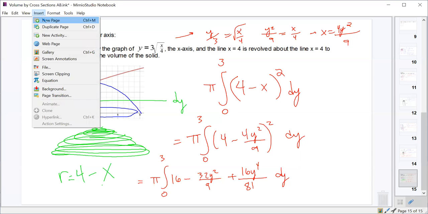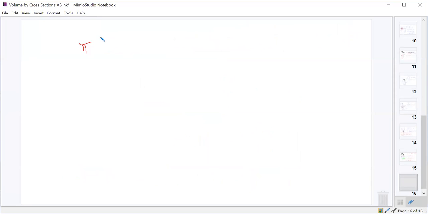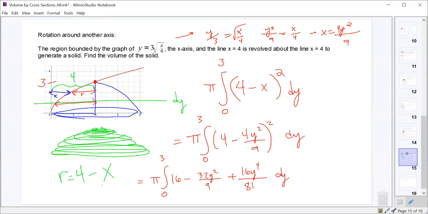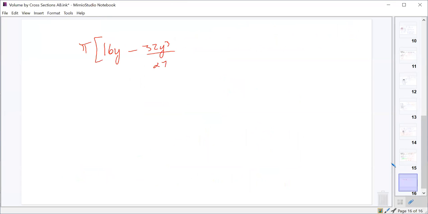So the 16 will become a 16y. What do we have? We have 32y squared over 9, so that'll become 32y cubed over 27. It was minus, right? Yeah. And then our last one, which was 16y to the 4th over 81, ought to become 16y to the 5th over, what's 81 times 5, 405.